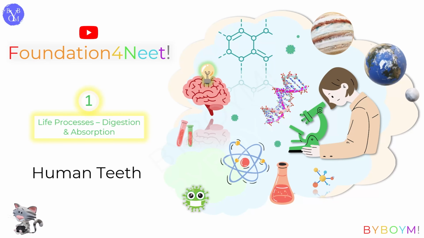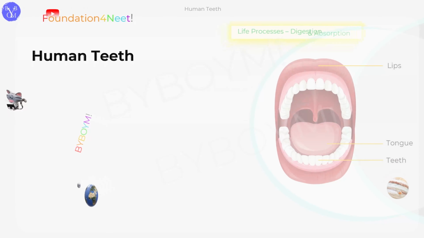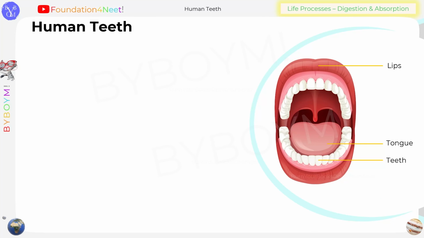You are familiar with burger and pizza? You know that whenever you eat burger and pizza, they are quite hard and you need to break them down into smaller particles, and that is achieved by a set of teeth that you have in your buccal cavity. So what are teeth? Teeth are hard calcified structures that are embedded in the sockets of the jaws.